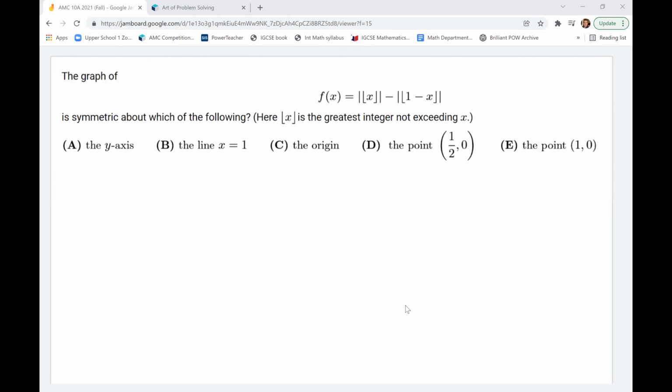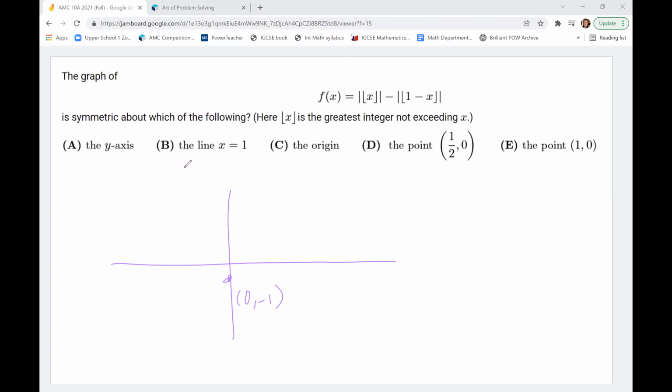Well, I think what we might want to do is imagine what this will look like as a graph. So what we might want to do is draw this out. The floor of 0 is 0. The floor of 1 minus 0 is 1. 0 minus 1 is -1. So at 0, we would have -1, right? So 0, -1. What happens at 1?